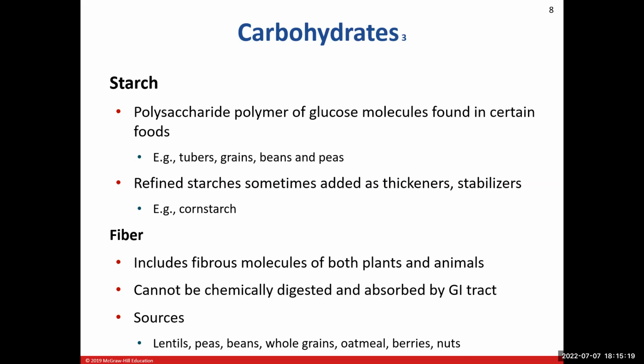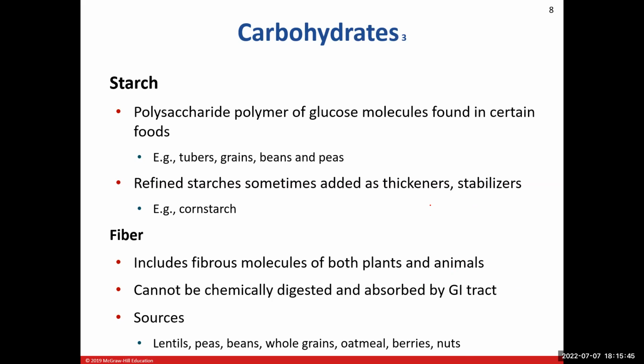We also have our refined starches here, like cornstarch. Cornstarch is wonderful if you're cooking and making a gravy, although I'm not a very good cook, so don't ask me for good recipes. But if you're trying to thicken something up, if it's too soupy, cornstarch is wonderful to use when you're trying to thicken something.